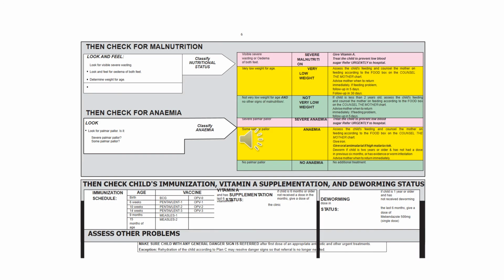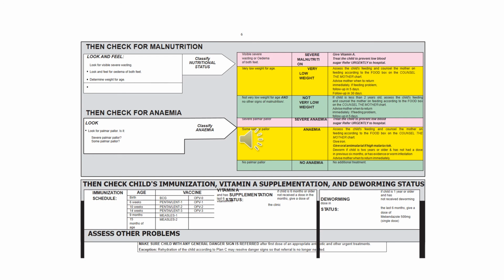Next, we are going to do the management of a child who has come to the health facility for malnutrition. While checking for acute malnutrition, you have to look and feel for the signs of acute malnutrition. Number one, you have to look for any visible wasting. You have to look for edema of both feet, and you have to determine the weight for height or length of the baby or the child.